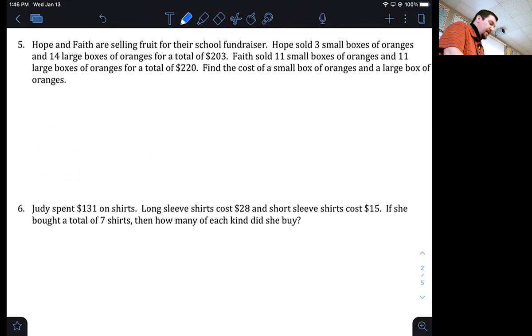Hope and Faith are selling fruit for their school fundraiser. Hope sold 3 small boxes of oranges and 14 large boxes of oranges for a total of $203. Faith sold 11 small boxes and 11 large boxes of oranges for a total of $220. Find the cost of a small box of oranges and large box of oranges.